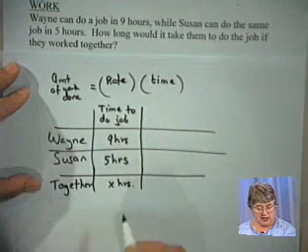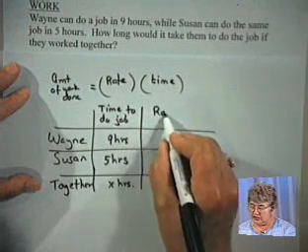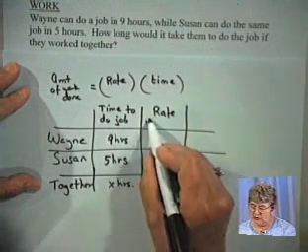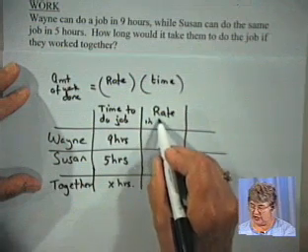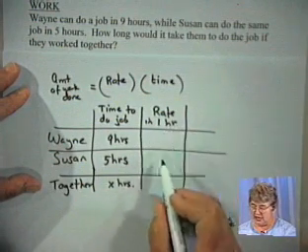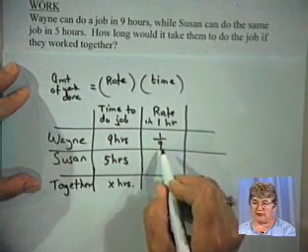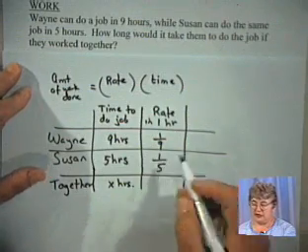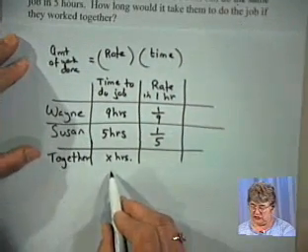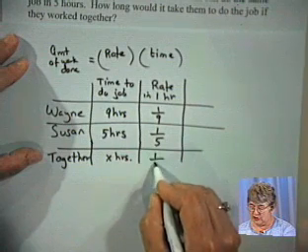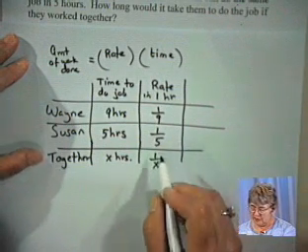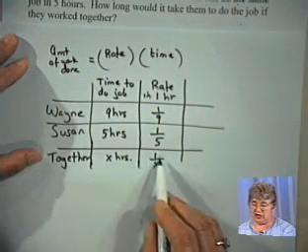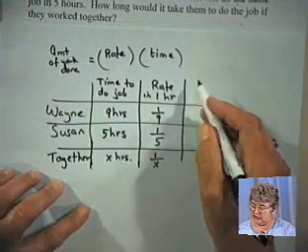Now, the second column is going to be the rate. If Wayne does the job in 9 hours, in 1 hour of time, in this case we're talking about hours, so we're going to use 1 hour. In 1 hour, he will do 1/9 of the job. Susan takes 5 hours, so in 1 hour, she will do 1/5 of the job. Together, it takes them X hours to do the job, so in 1 hour, they will work 1/X of the job. But actually, for this particular method that I will show you, we're not going to use this part right here. Let's look at this part over here.